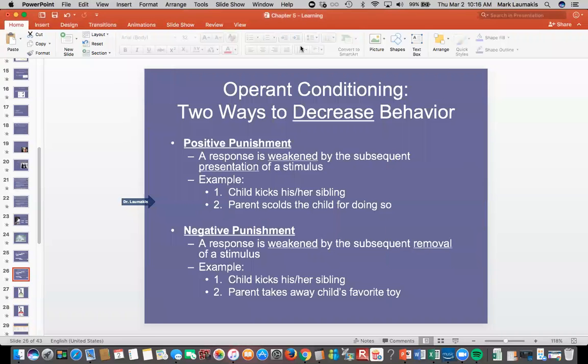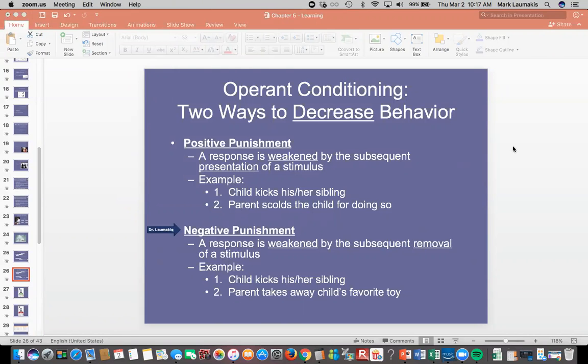Look at the definition of negative punishment. A response is weakened by the subsequent removal of a stimulus. What's being subtracted out or removed there is access to playtime and the other children in your social environment, right? So you're losing something there. Something is being subtracted out and lost. That's why it's negative punishment.